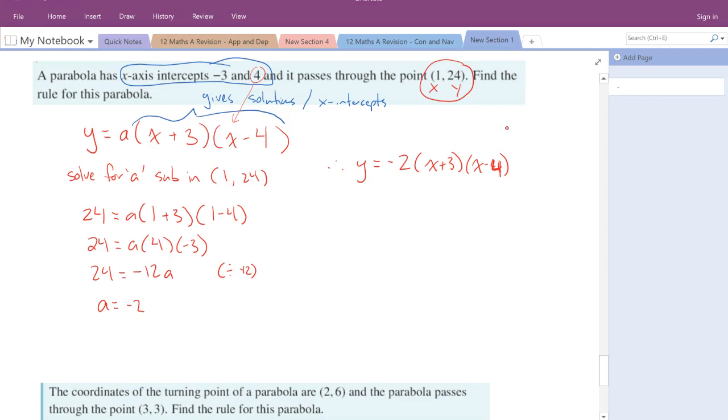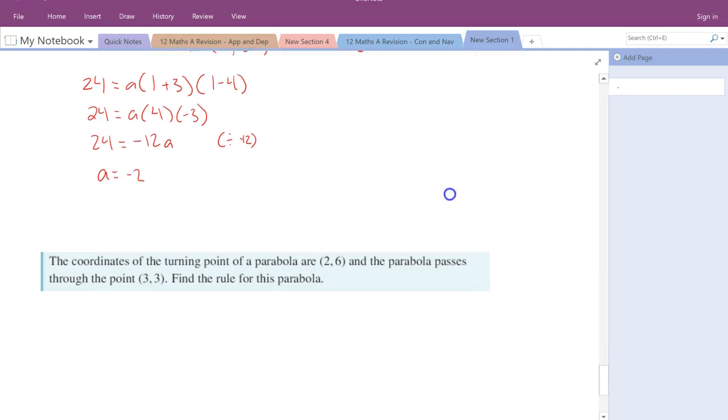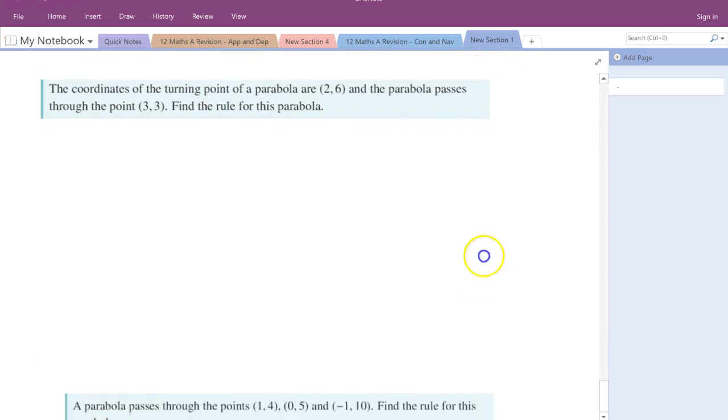Okay, next question. It says the coordinates of the turning point of a parabola are (2, 6), and the parabola passes through the point (3, 3). Find the rule for the parabola. Well guys, obviously it gives us a turning point, so we're going to use the turning point form. So the turning point form is y equals a times (x minus h) squared plus k.